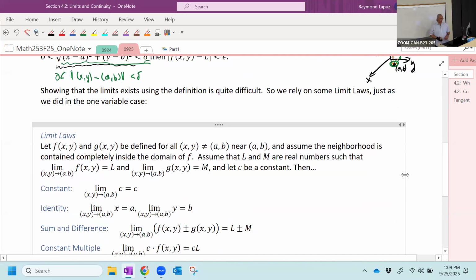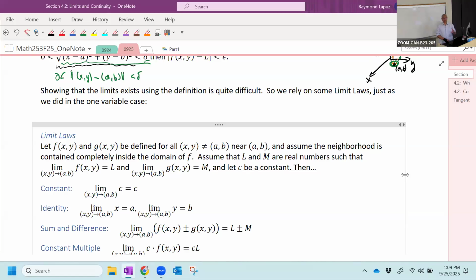So the idea of showing a limit exists with epsilon-deltas is quite difficult. In fact, I don't know if you guys watch those videos. I think it's Professor Green was doing a video and was showing that the limit exists.